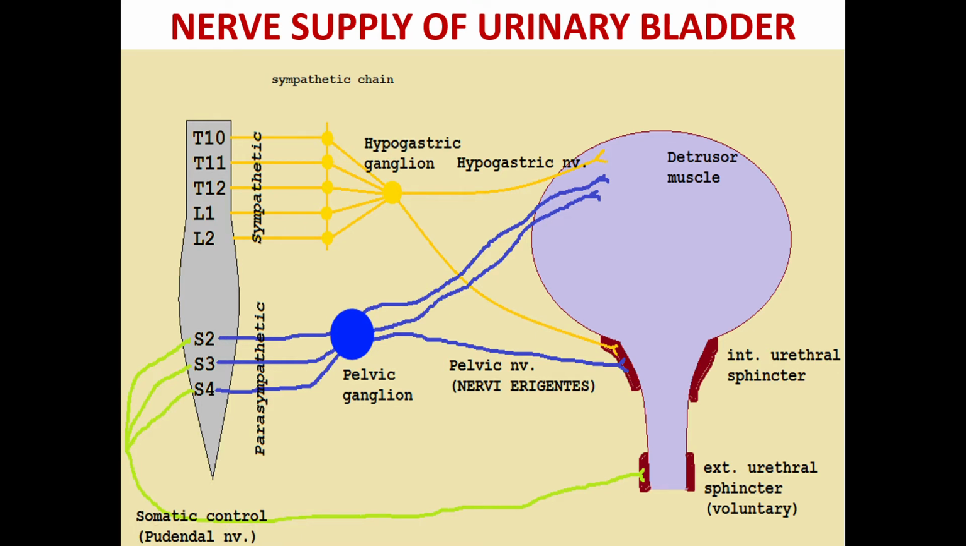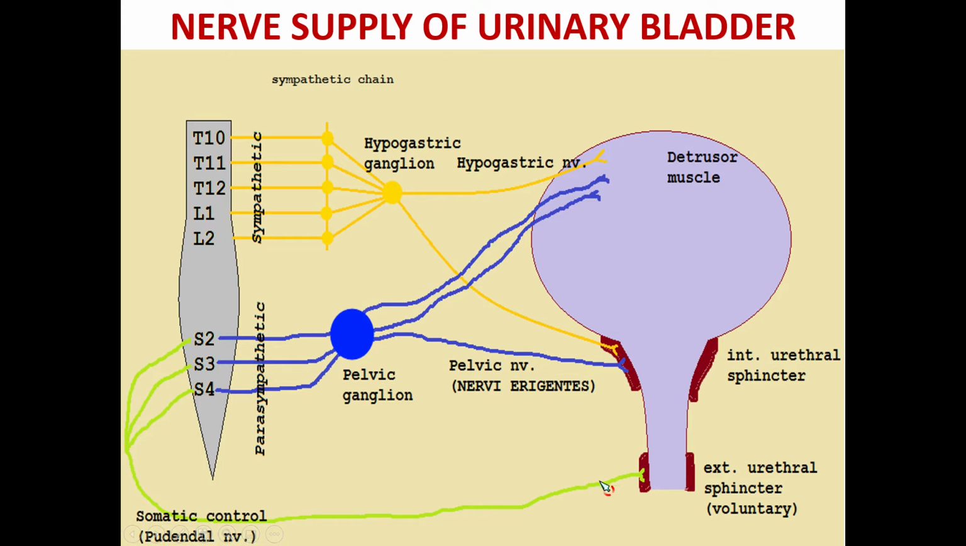Keep in mind that the pelvic nerves, the pelvic nervi erigentes, contain motor fibers and they also contain the sensory fibers from the bladder. So the afferent and efferent branches are both present in these pelvic nerves. Then the third one is the somatic control, the somatic nerve, that is known as the pudendal nerve.